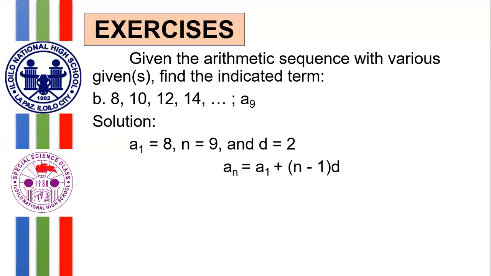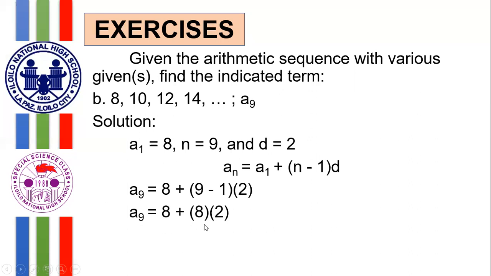Applying this explicit form, we have A sub 9 equals 8 plus the quantity 9 minus 1 times 2. 9 minus 1 simplifies to 8, and the rest were just copied. You have to multiply first before adding. 8 times 2 is 16. So you have A sub 9 equals 8 plus 16, and that gives you A sub 9, which is 24. You may list on your own, and I believe you will verify. You can check that you will indeed get 24 as the 9th term.